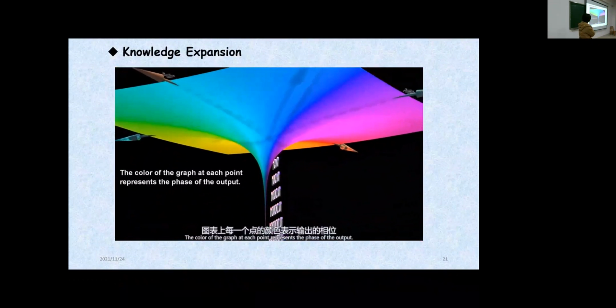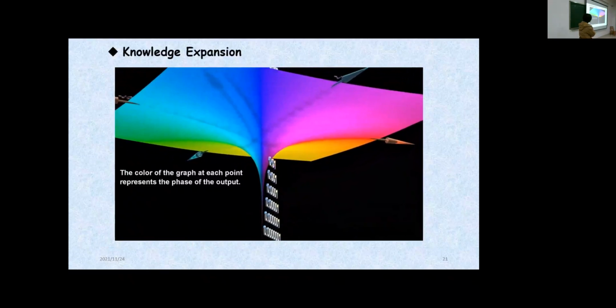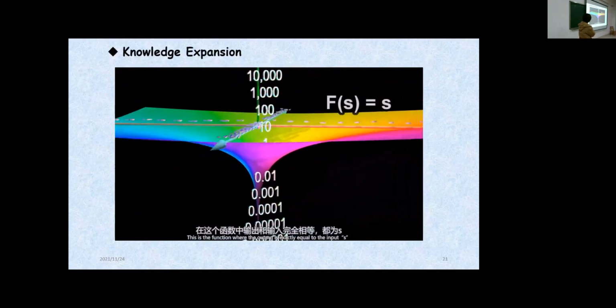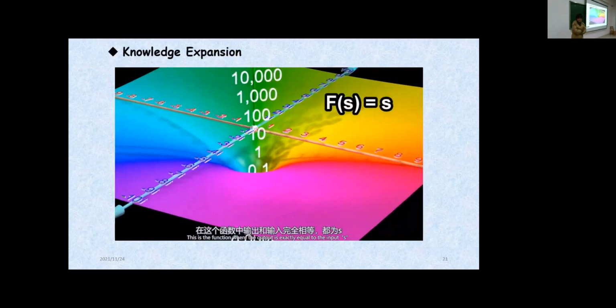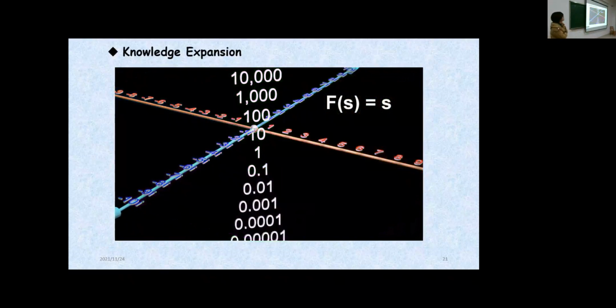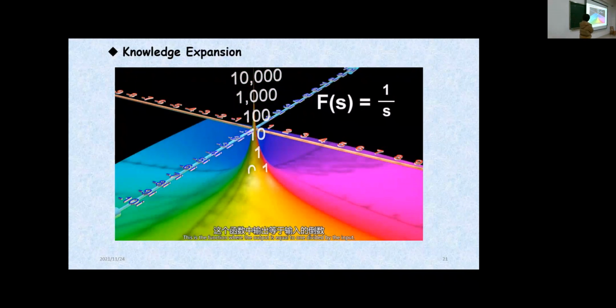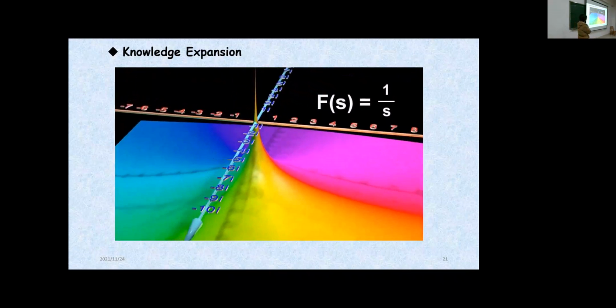The color of the graph at each point represents the phase of the output. This is a function where the output is exactly equal to the input, S. This is the function where the output is equal to 1 divided by the input.